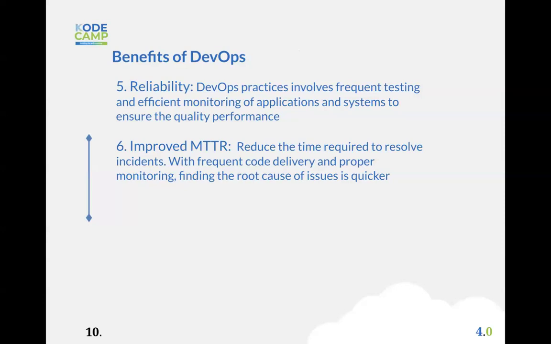Improved MTTR, that is mean time to resolution. How fast can you respond to an issue? How fast can you solve a problem? When an incident happens, how quickly are you able to resolve that and get the system back up and running? DevOps tries to reduce the mean time to resolution on issues by various means. You have your monitoring tools that help you quickly identify problems, even before your users.